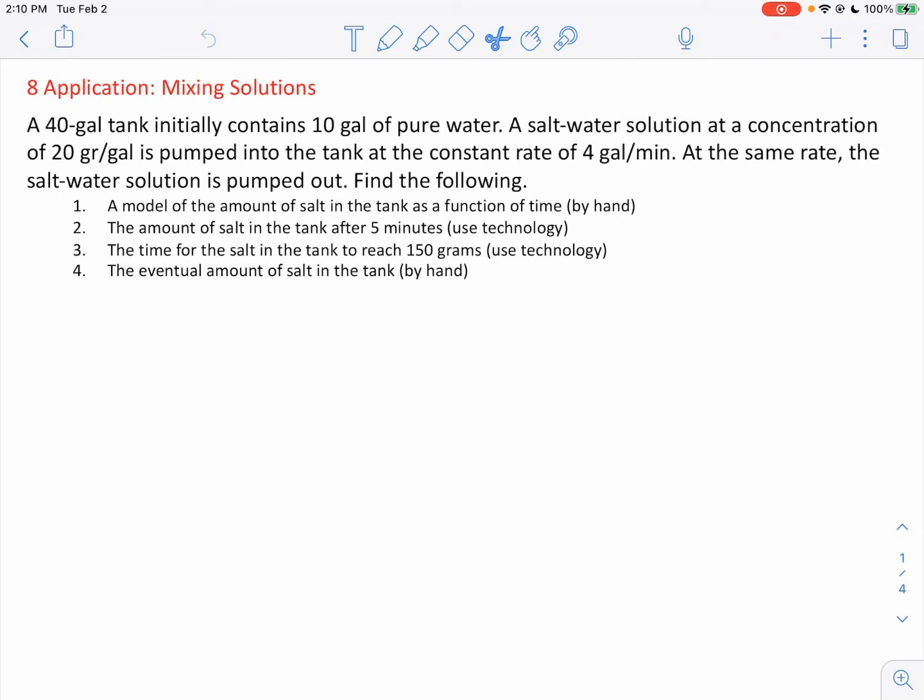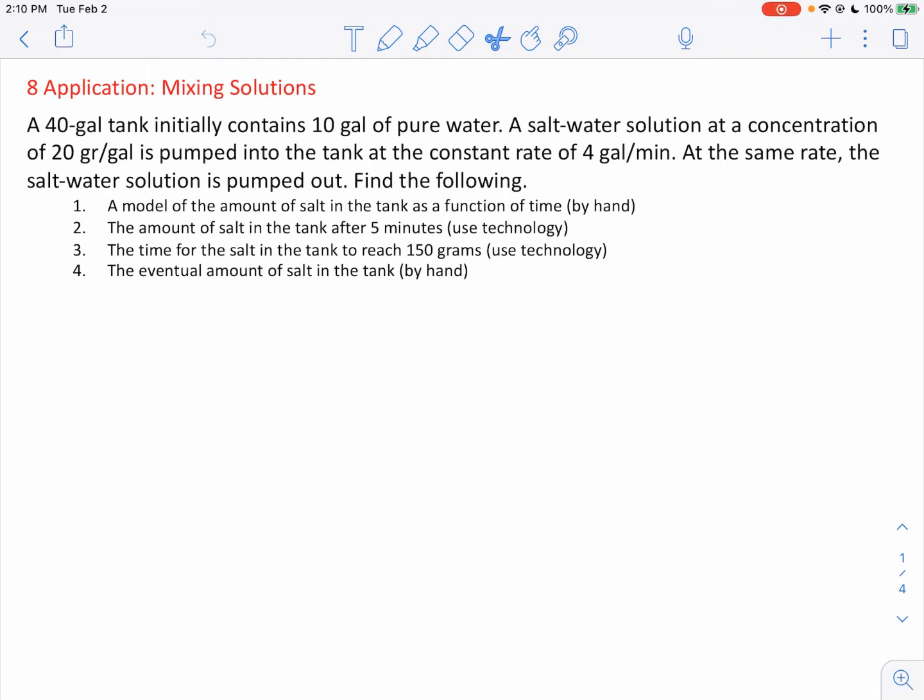First task, a 40-gallon tank initially contains 10 gallons of pure water. A salt water solution at a concentration of 20 grams per gallon is pumped into the tank at the constant rate of 4 gallons per minute. At the same rate, the salt water solution is pumped out. Find the following.